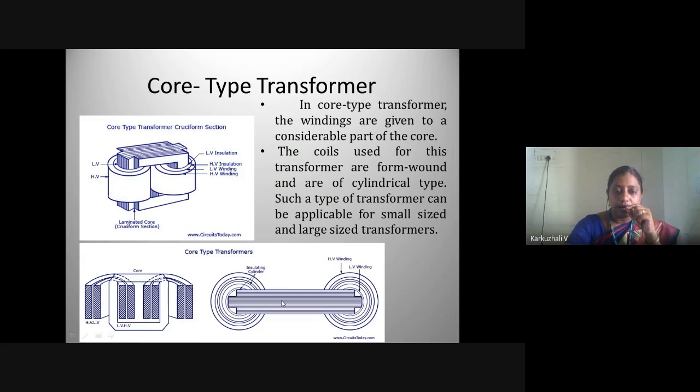You can see that this is the top view of the core-type transformer. You can see the high voltage winding and the low voltage winding with the steel sheet laminations connecting arm 1 and arm 2, or coil 1 and coil 2, or the primary winding and the secondary winding. These two are called the arms or legs of a transformer. So this is the core type transformer.